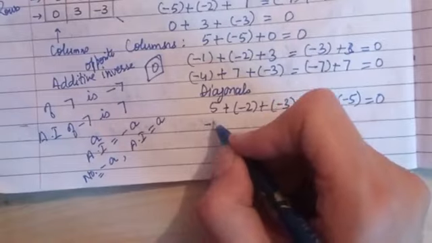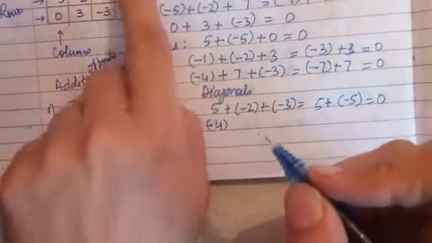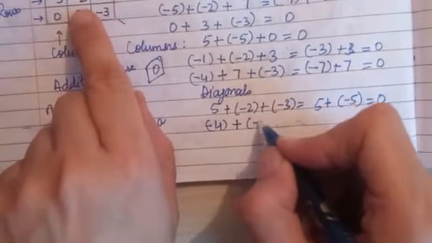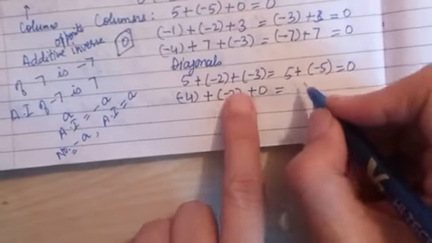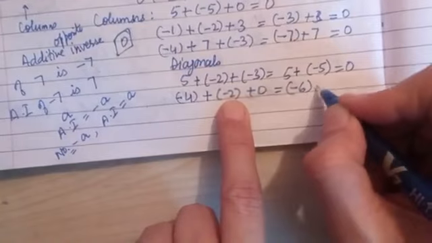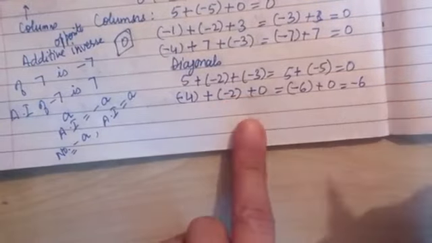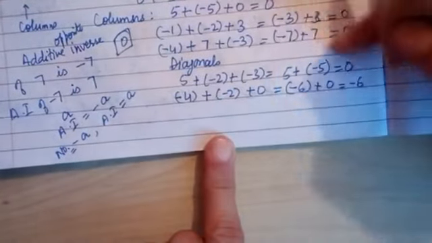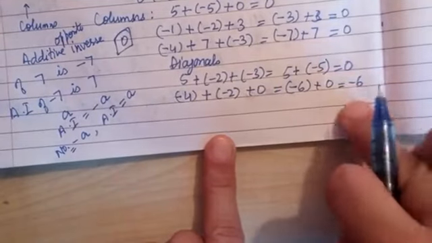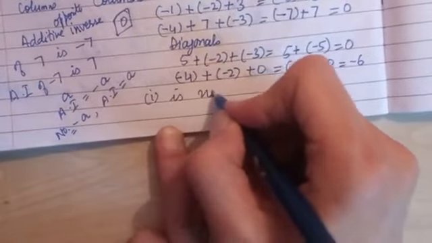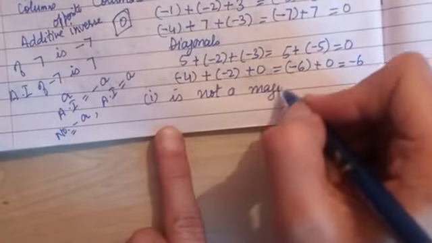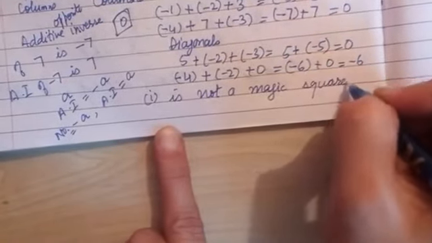Then along the other diagonal, along this side, minus 4 plus minus 2 plus 0. This is equal to, sum of the two negative integers is a negative integer, and here it is minus 6. You can see everywhere 0 is except this, so because of this only, the first part is not a magic square.